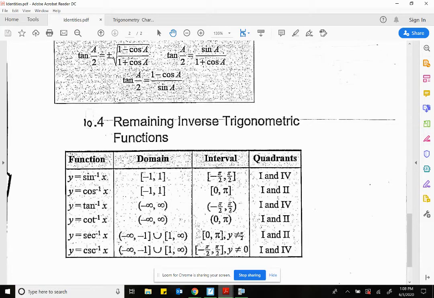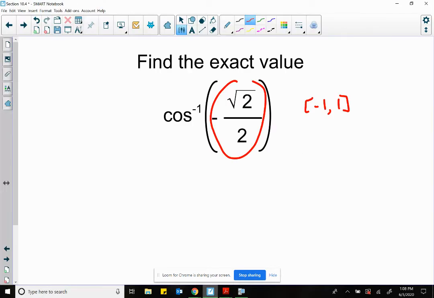We can do the inverse of this. So a couple things to note. The inverse is going to be between 0 and pi, and the angle is either in quadrant 1 or quadrant 2. So our answer needs to be between 0 and pi, which is quadrants 1 and quadrant 2.